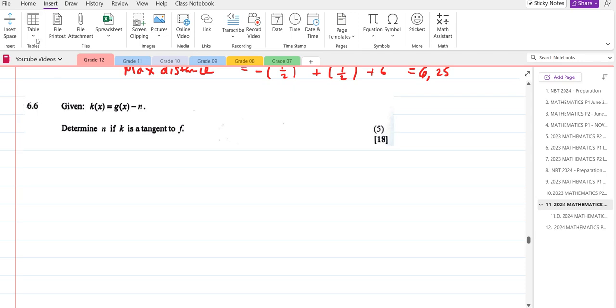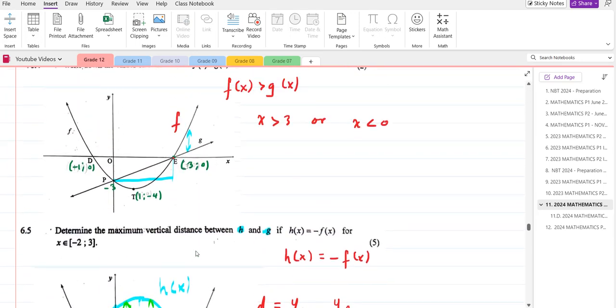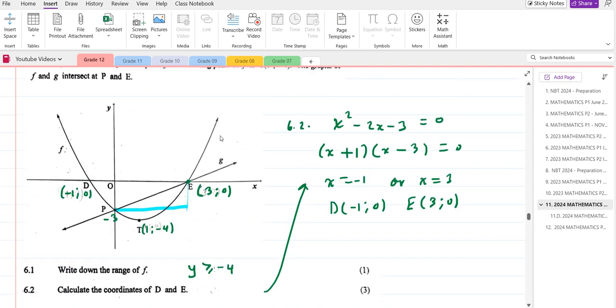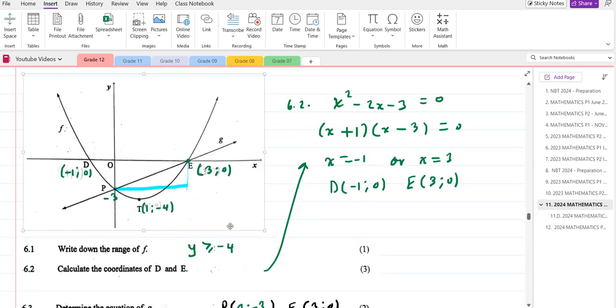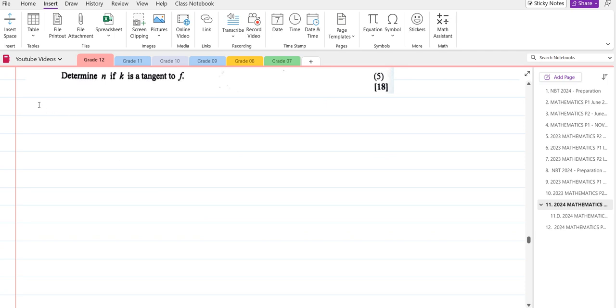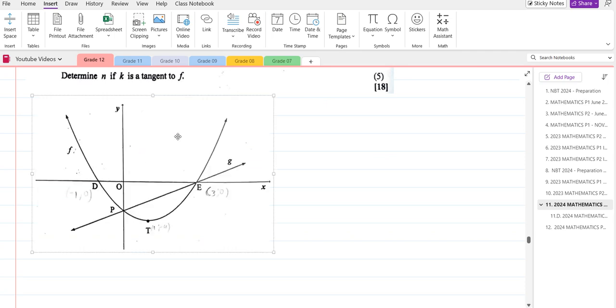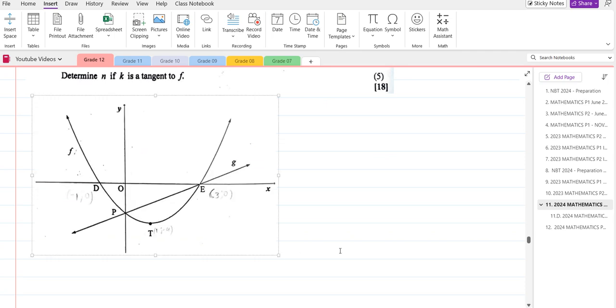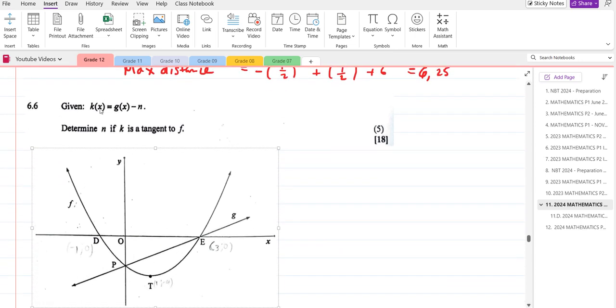Right, so I need the diagram again. Let's take the original diagram. So k of x is equal to g of x minus n.